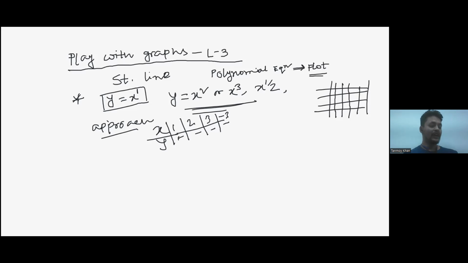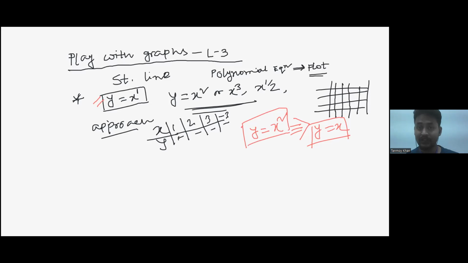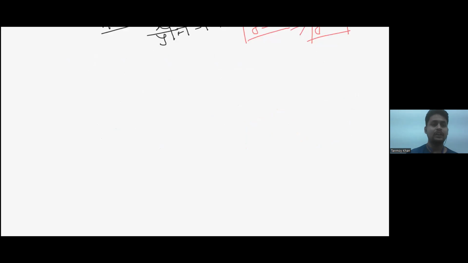Okay, so that approach is to always compare it with your known function. Let's say this is my known function. It is given that plot y equals x square. So always compare with y equals x. If you know what y equals x is, then how will you get to know what y equals x square will be? Before going to that, I'll obviously talk about this, but let me first give you some small points, right?